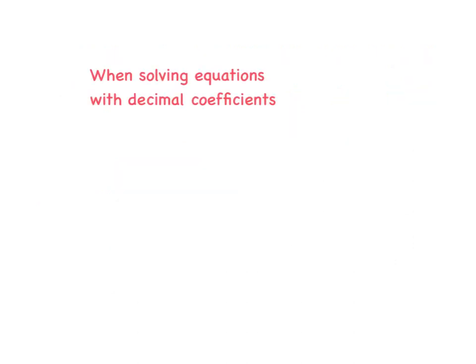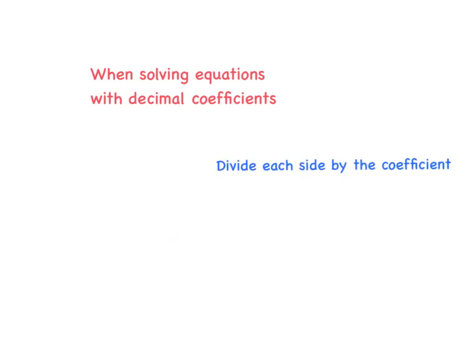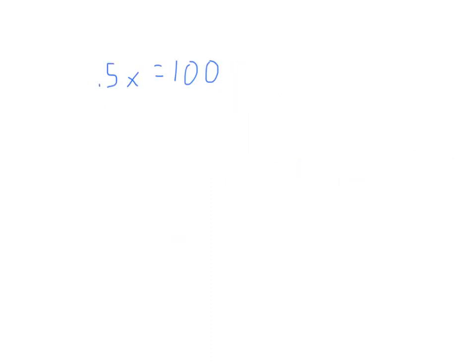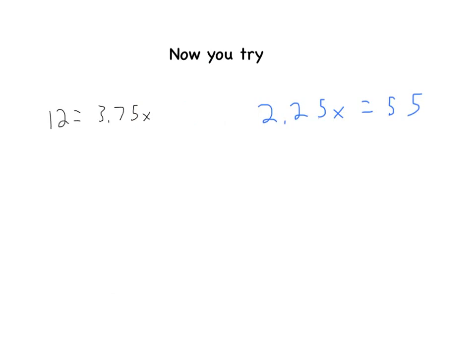When solving equations that have decimal coefficients instead of fractional coefficients, we just divide each side by the coefficient. Here's where I hope your long dividing skills are still very, very sharp. If we had something like 0.5x equals 100, I would divide each side by 0.5. I'm left with x equals 200. I know that there are 200 halves that go into 100. And again, that's what division is. Now you try. Go ahead and hit pause and try these two.